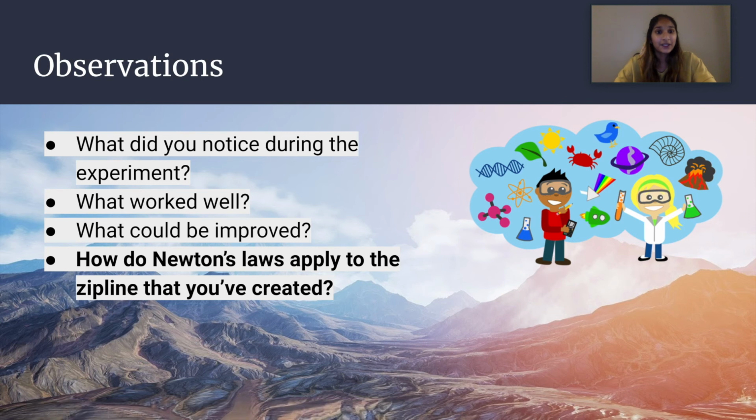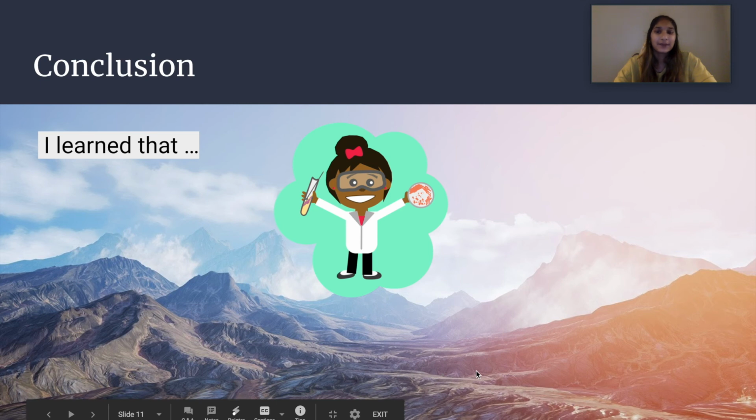Now that we've finished our experiment, let's make some observations. What did you notice during the experiment? What worked well and what could be improved? Let's take a minute to reflect on these questions. Finally, let's think about how Newton's laws apply to the zip line that you've created. Let's write a sentence about what we learned for our conclusion.